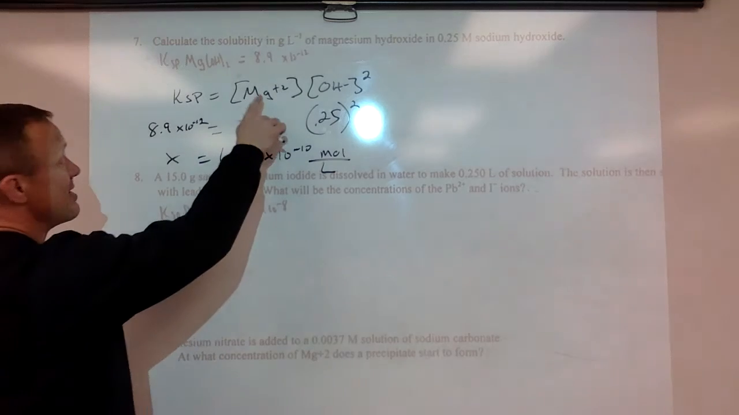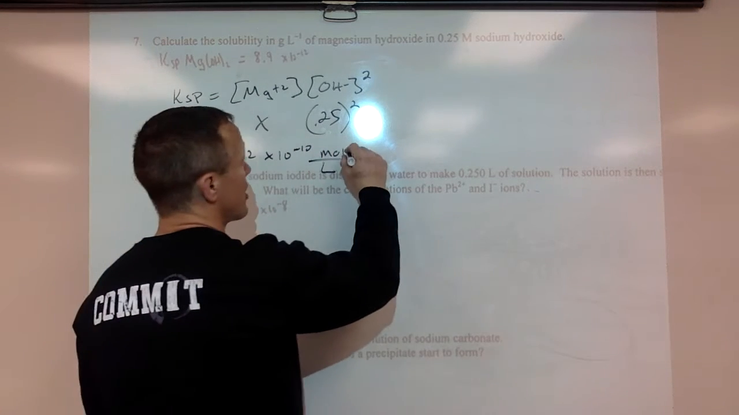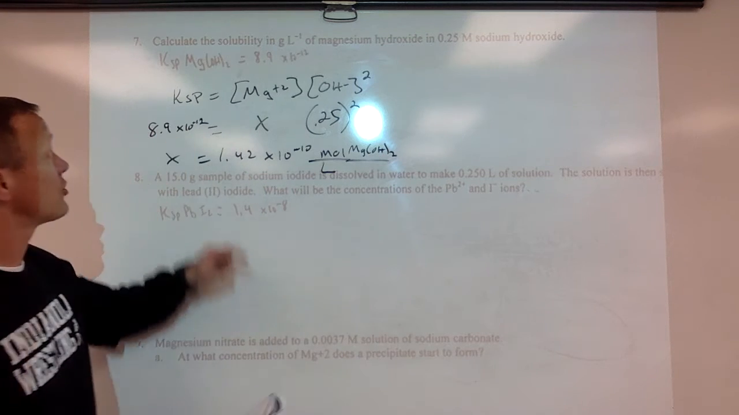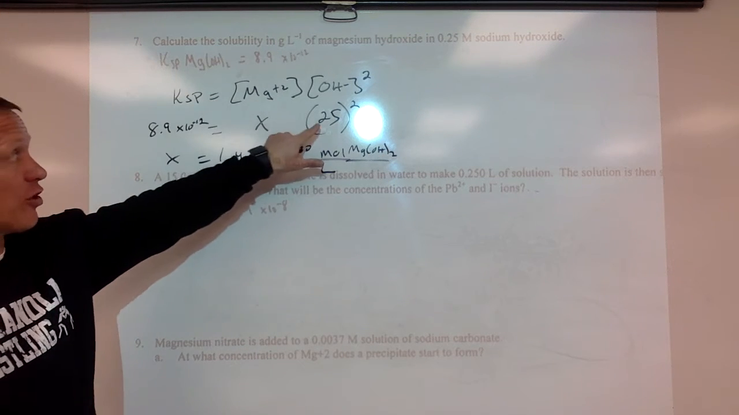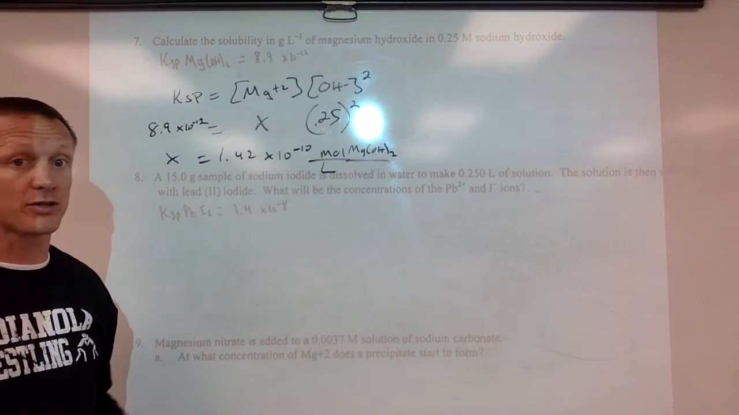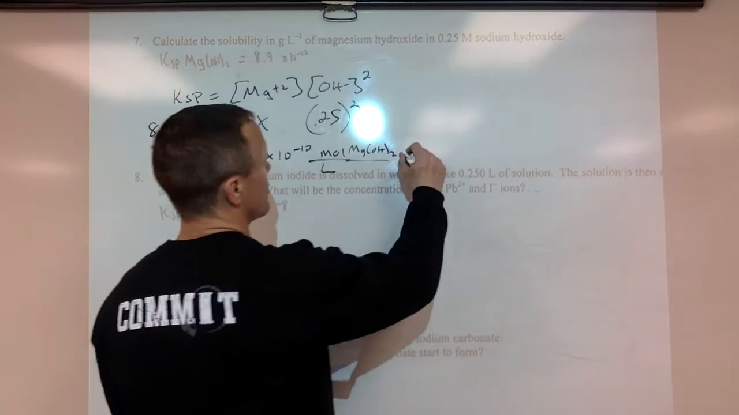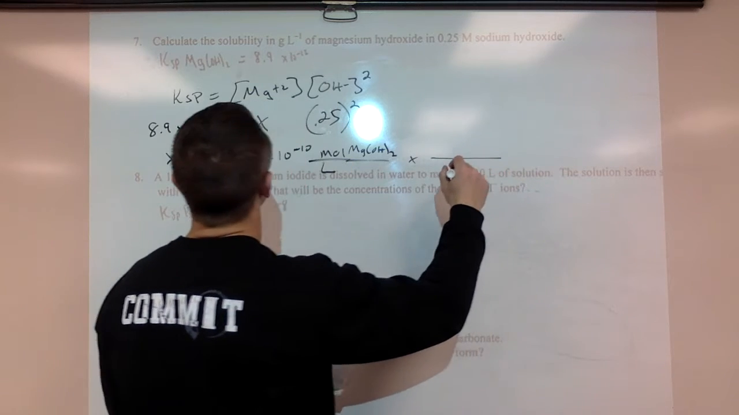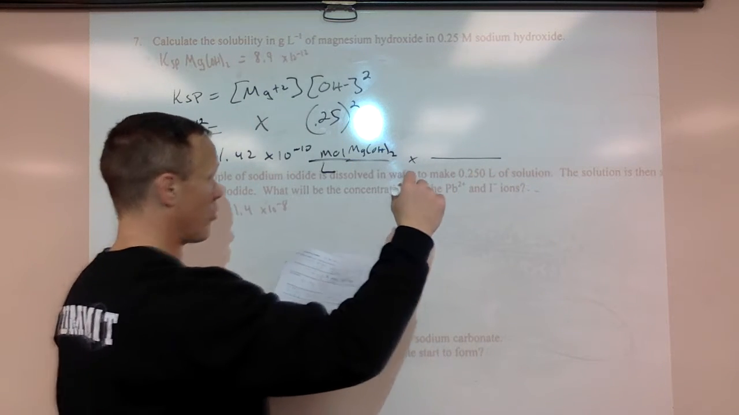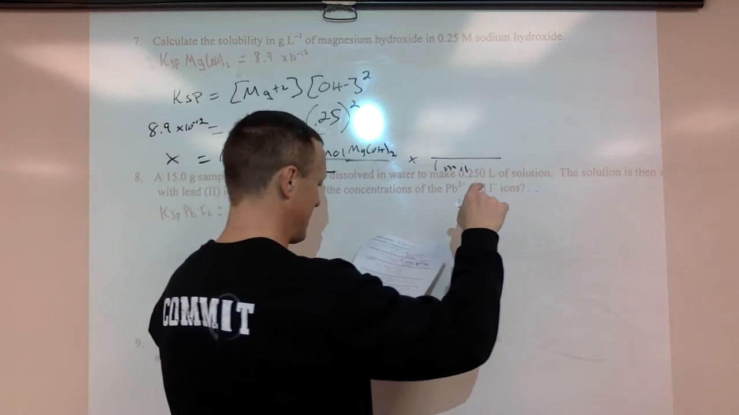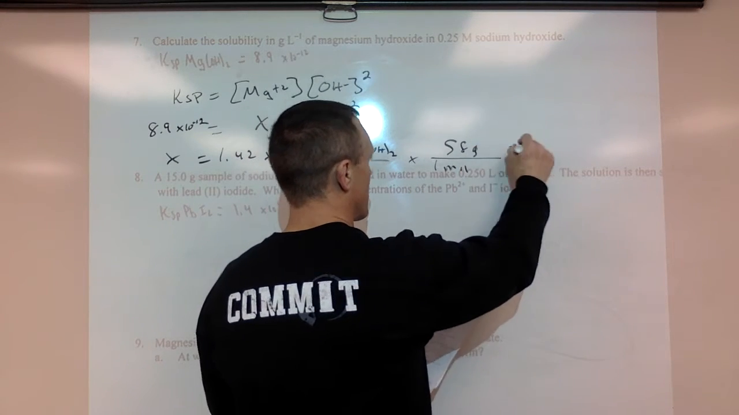So that'd be the concentration of magnesium, which would be the same as the concentration of magnesium hydroxide. That is the maximum amount of this you could put in a solution that already has this much hydroxide in it before a precipitate, or solid, starts to form. Well, I want to know it in grams per liter, so we're going to multiply by the molar mass. A mole of magnesium hydroxide is 58 grams.